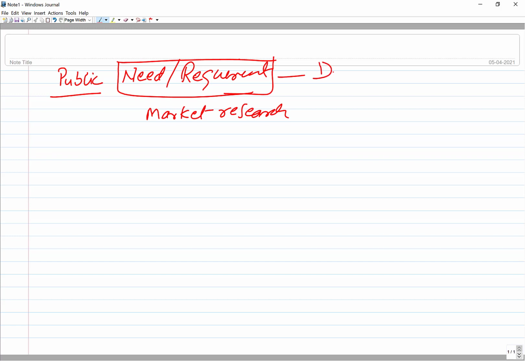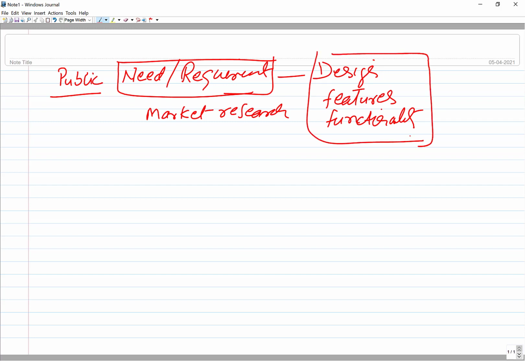So the next stage here is the design. Considering these needs and requirements, the products are designed for the features, functionality, etc. And once the product has been designed, you have to manufacture. So the next step here is the procurement of material. Let us arrange the things that you need to manufacture. So the procurement is the third stage.